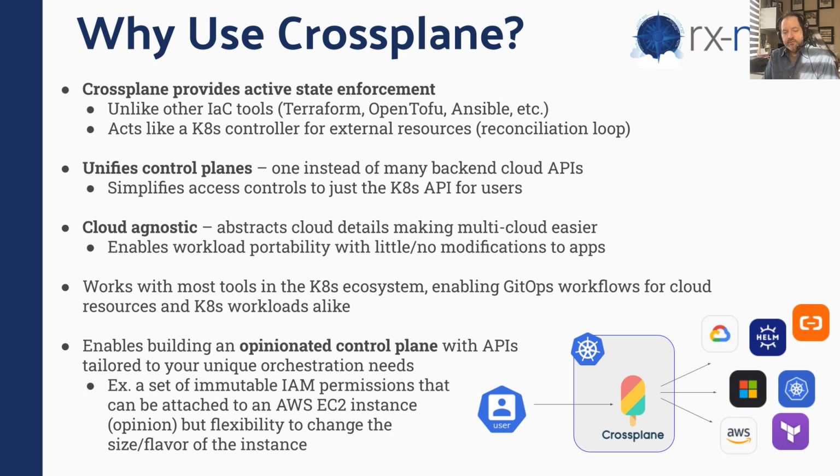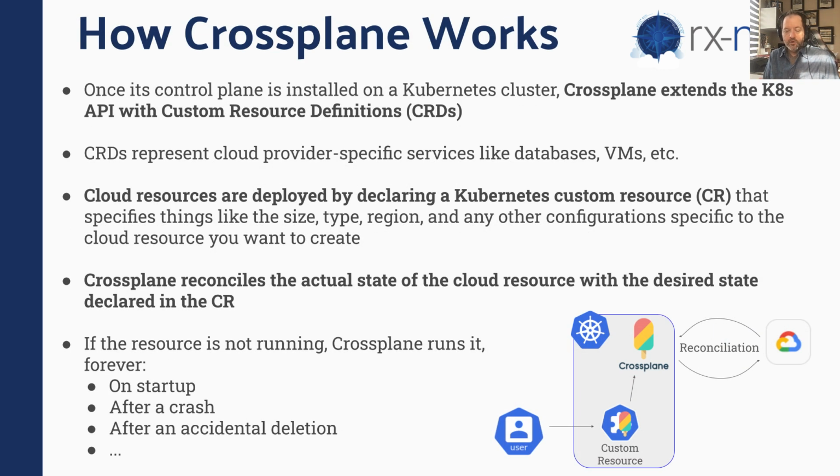But that permissions role can be attached, let's say, to an AWS EC2 instance. And that AWS EC2 instance can be whatever size or flavor that the user wants, right? So we've injected our opinion. That opinion is we only grant a certain role to that instance, an infrastructure role or a node role, but the user has some flexibility to change the size of their instance so that that instance can support the workload, CPU and memory disk requirements that the workload needs.